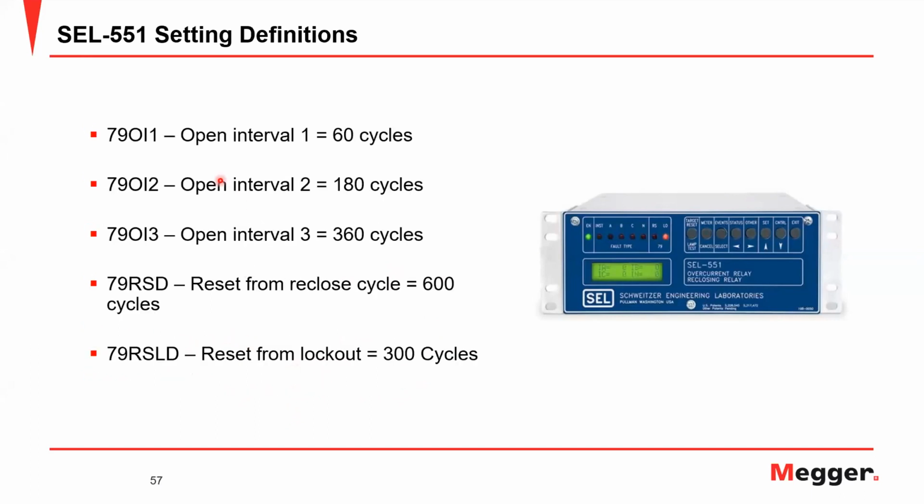Okay, and we have our open intervals. Reclosed intervals are set to 60, 180, and 360 cycles. There are 2 different resets in a relay like this. One is reset from reclosed cycle, that's 600 cycles, and reset from lockout is 300 cycles. These are actually factory default settings. I saw no need to change those. We actually will be testing all 5 of these characteristics, and while we're at it, we may as well capture 3 trip times as well.